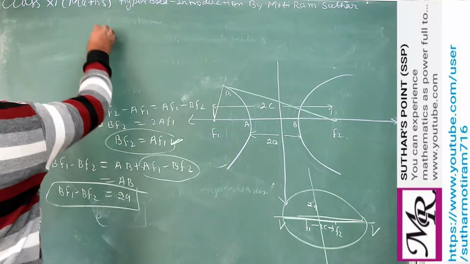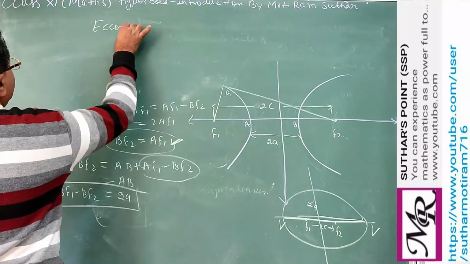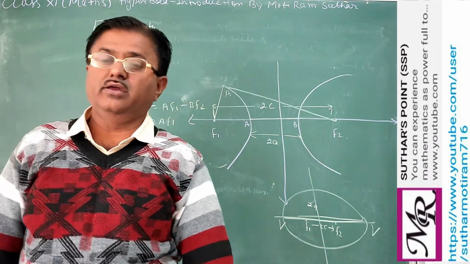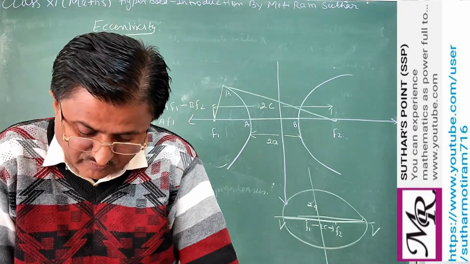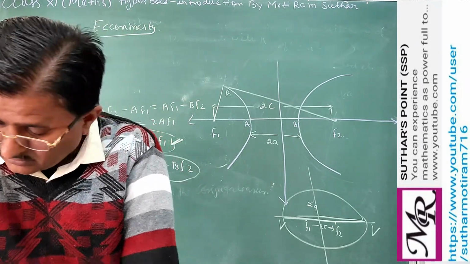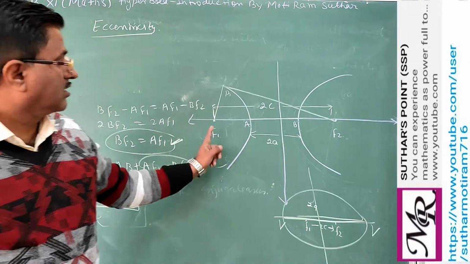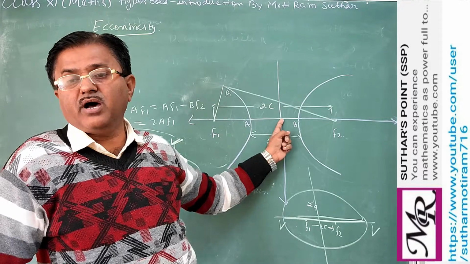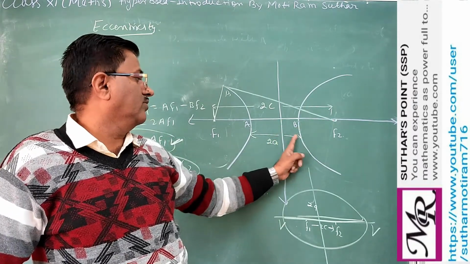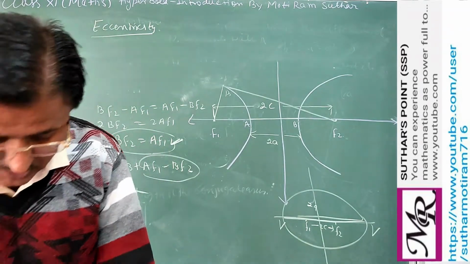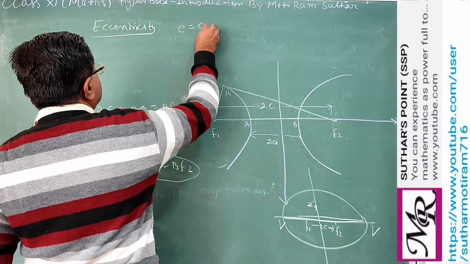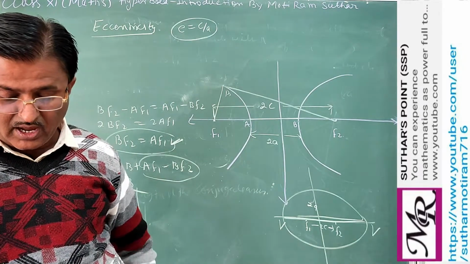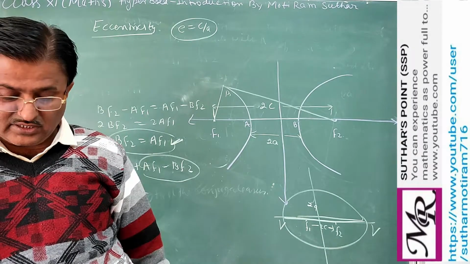Now some terminology is also there, like in the case of the ellipse you have eccentricity. Here also we see eccentricity. So what is the definition? It is the ratio of C by A. Or theoretically, if you define it, it is the ratio of the distance of any one focus from the center to the distance of any one vertex from the center. So just like an ellipse, the ratio E equal to C by A is called the eccentricity of the hyperbola.